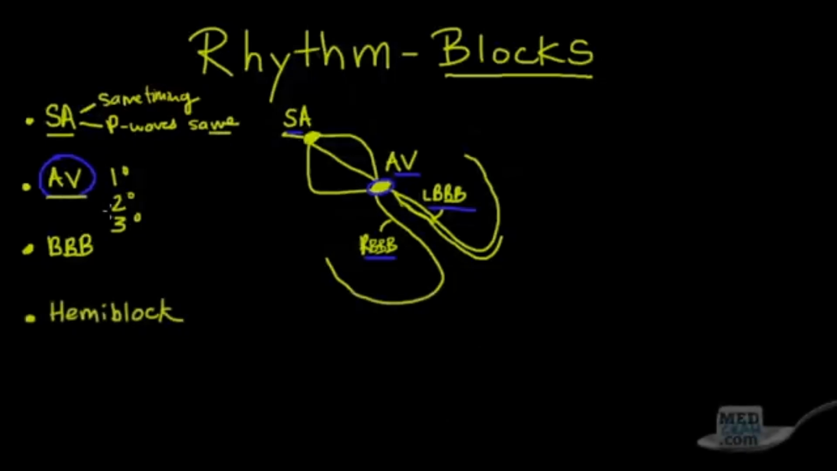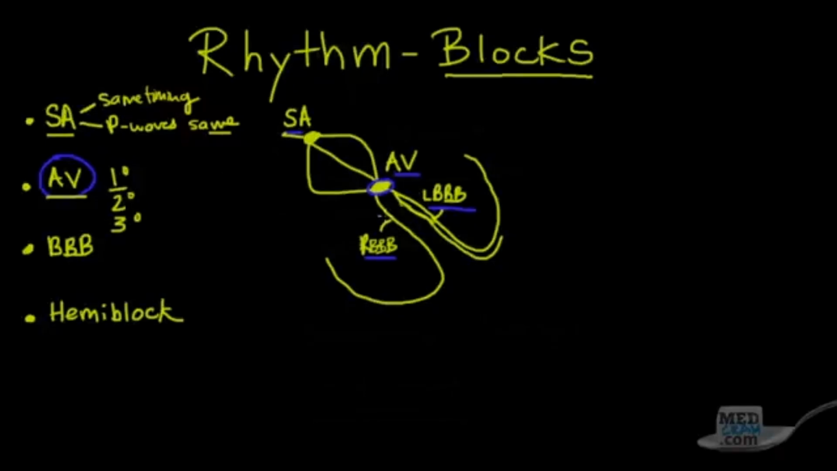Okay, let's talk about AV node blocks. Let's talk about the primary AV block, which is written as a 1 with a circle. That's a first degree block. A first degree block basically just delays the communication between the atrium and the ventricle.